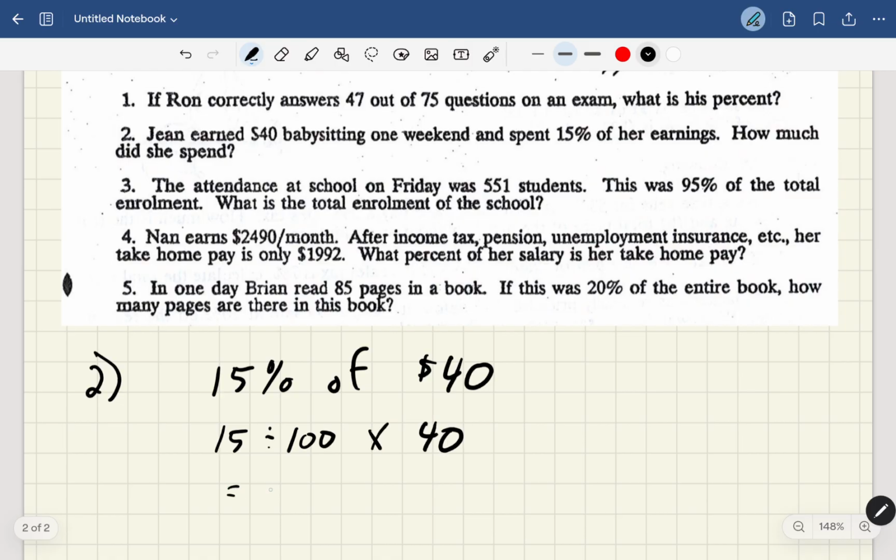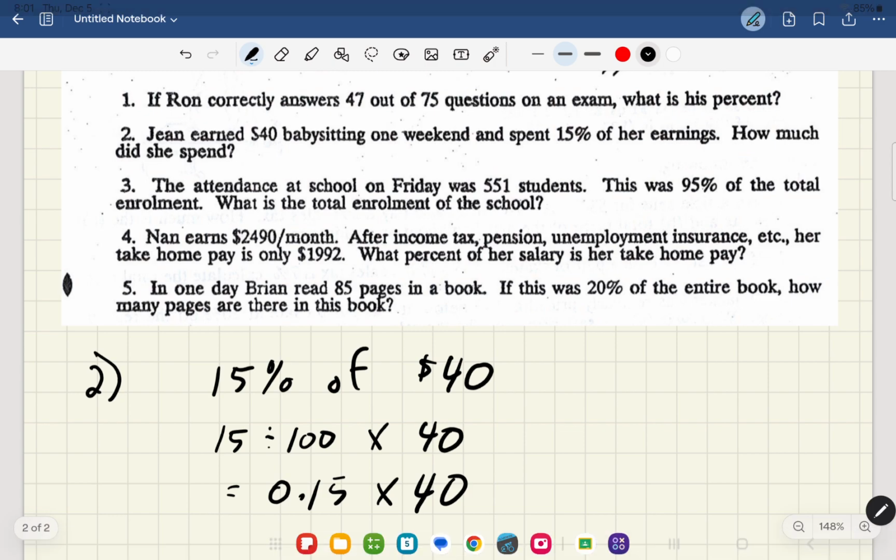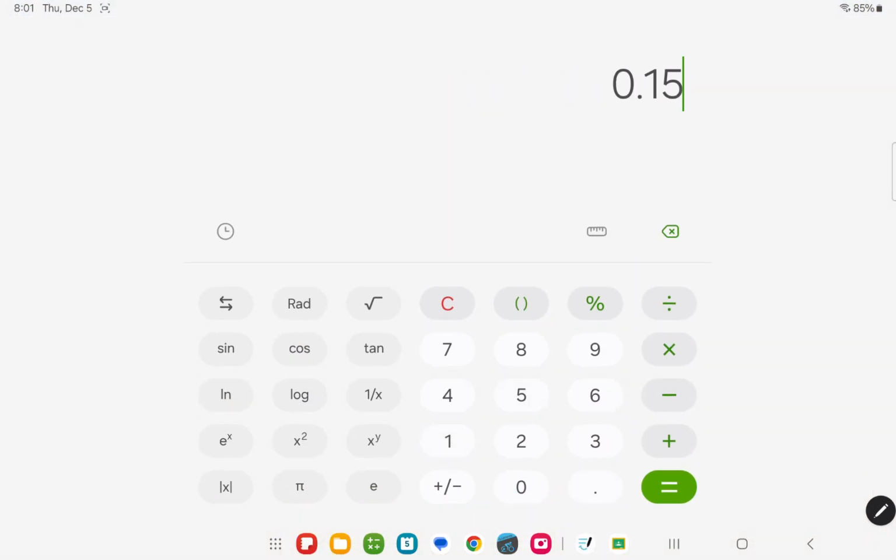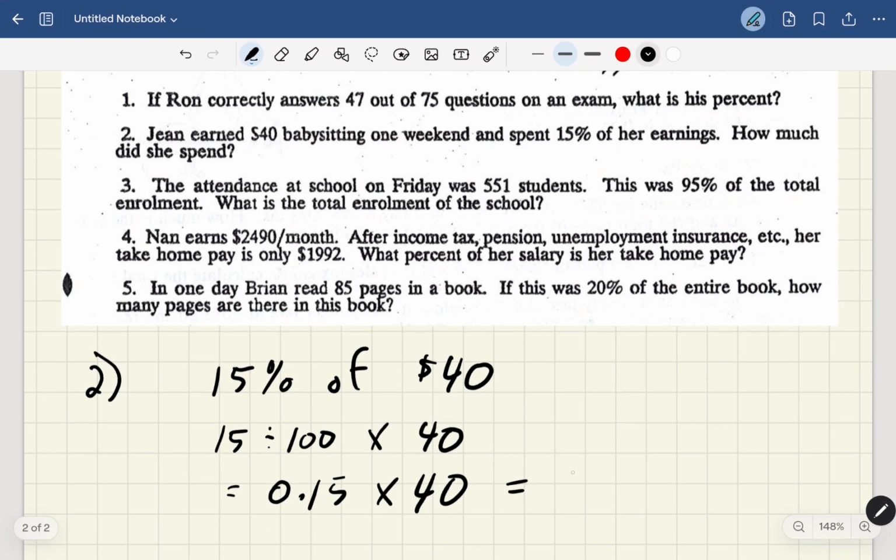And that gives you 0.15 times $40. And that's what? 4 times 15 is 60. So it's $6. Let's check that. 0.15 times 60 equals, oops, $9. My mistake. So it's $9.